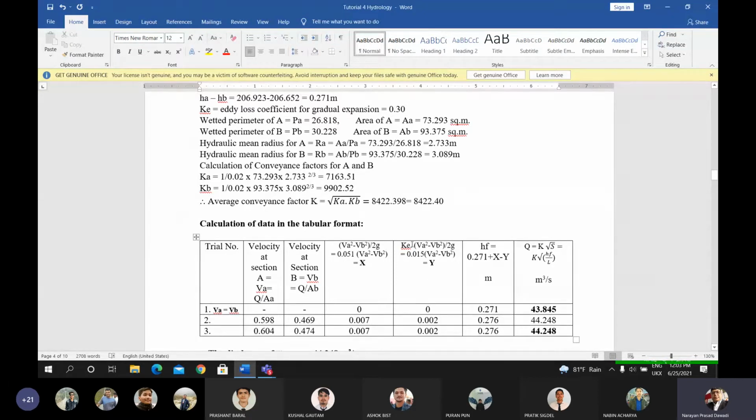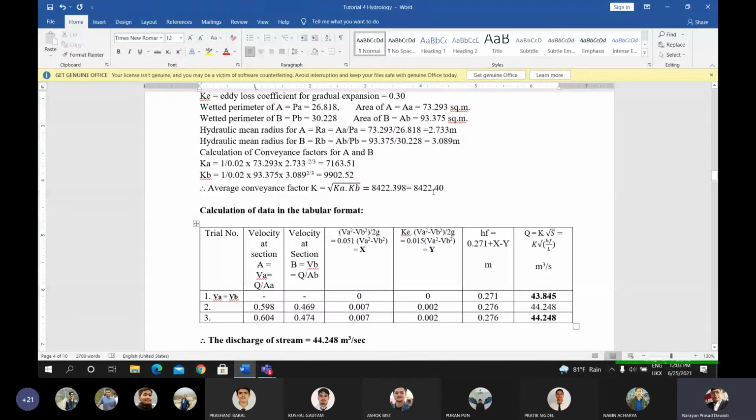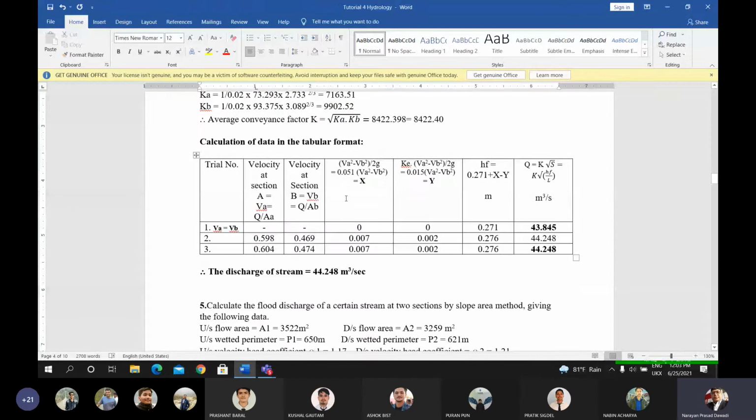Okay, for the eddy loss, the head loss due to eddy, KE times VA square minus VB square by twice g. The KE value is 0.30 here. 0.30 divided by 19.62, twice g being 19.62, gives the value of 0.015. Okay, and this VA square minus VB square, and VA and VB are equal for this first trial, so this value is also converted to 0.